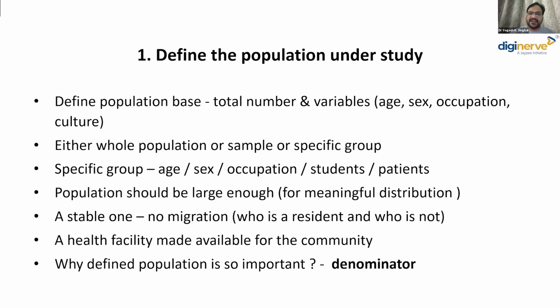And a health facility made available for the community. So when we are doing a descriptive study, a health facility should be available. Why? Because it will be needed for the investigation purpose. Then why is a defined population important? Because a defined population works as a denominator. How? Suppose we are studying a disease in 1,000 people, and in those 1,000 people we find 100 cases. So our incidence will be 100 upon 1,000, that is 10%. So to get the data in measurement form, we need the denominator.